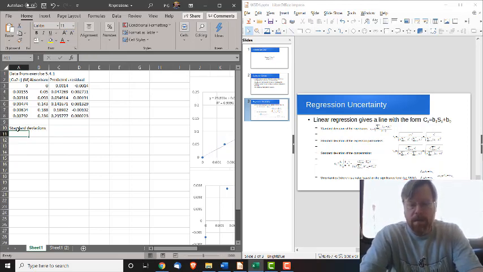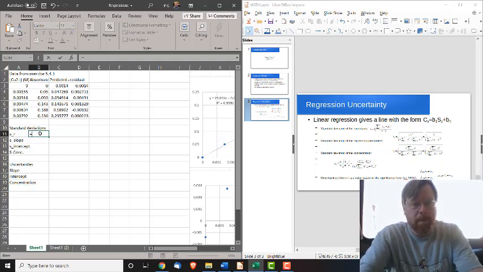Alright, so let's do S, the standard deviation of the regression, the standard deviation of the slope, the one for the intercept, and the one for the concentration. And then once I have those, I can do my uncertainties. I'll need one for the slope, one for the intercept, and one for the concentration.